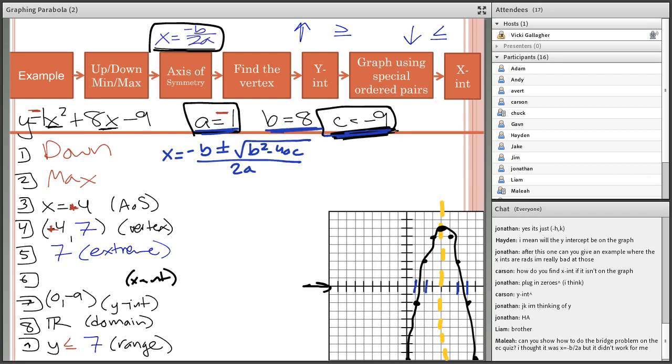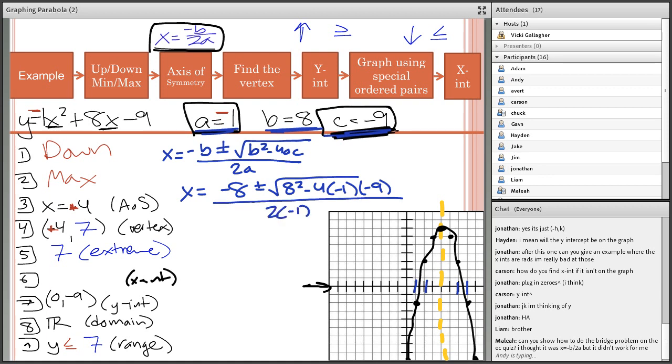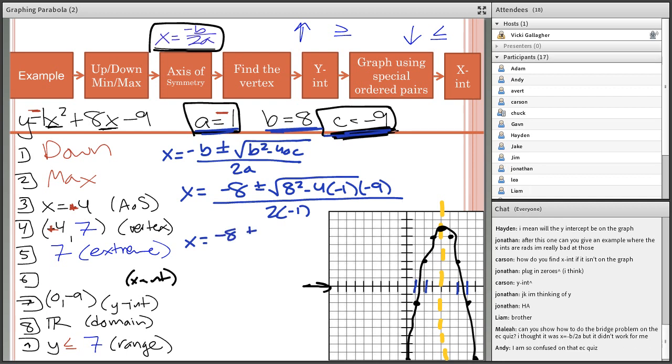All right. X equals negative 8 plus or minus the square root of 8 squared minus 4 times negative 1 times negative 9, all divided by 2 times negative 1. It's negative 8 plus or minus 64 minus, is this one from the quiz? It is? Oh, this is problem 1 from the quiz, guys. Minus 36, all divided by negative 2. It's extra credit. It's not supposed to be easy.